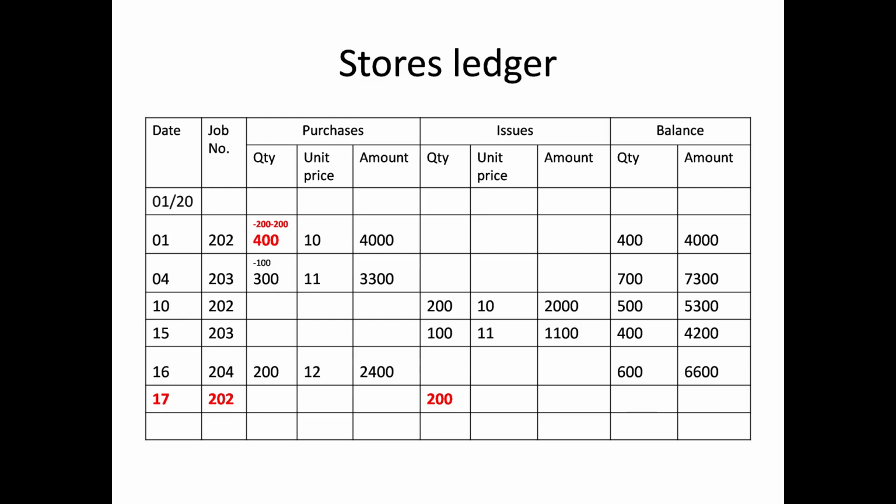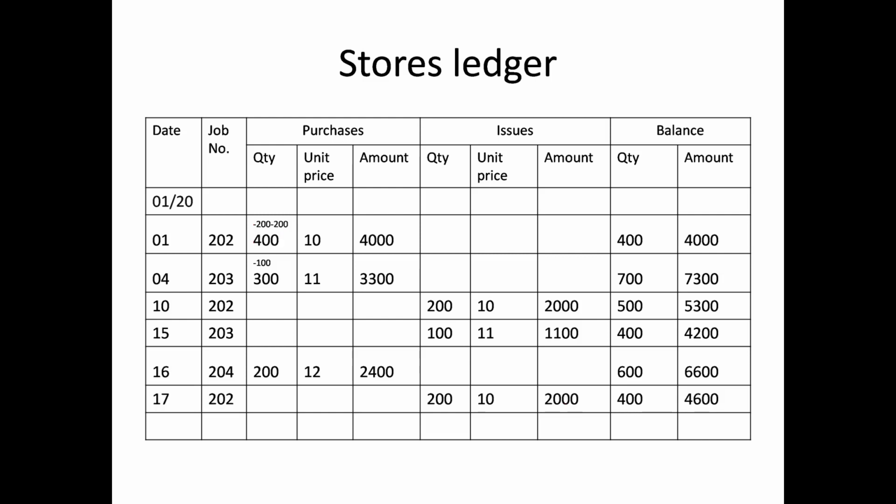What's the unit price? It's 10. Amount, 200 into 10, it's 2,000. Now update the balance. Quantity, 600 minus 200, it's 400. Amount, 6,600 minus 2,000, it's 4,600.